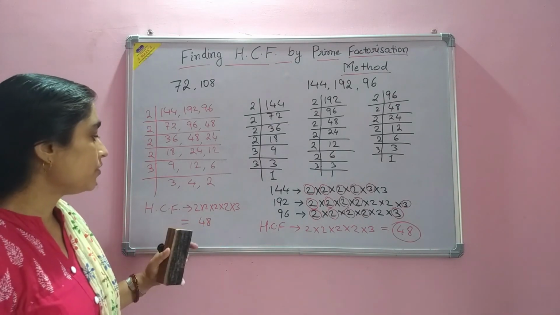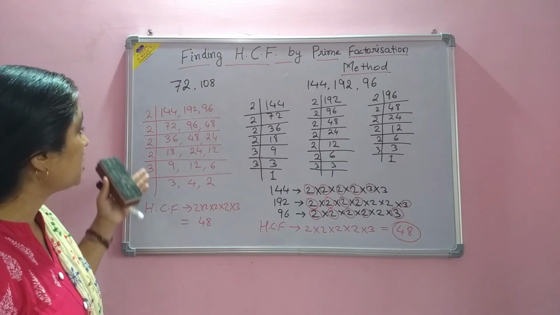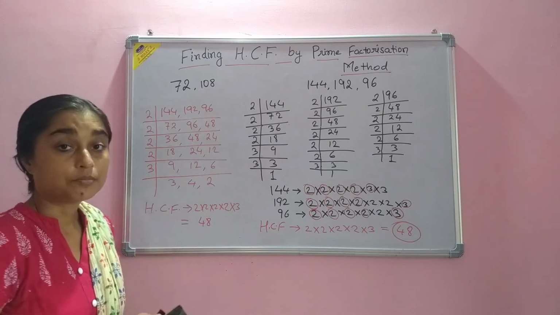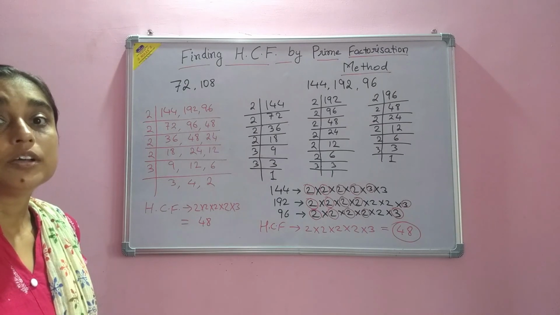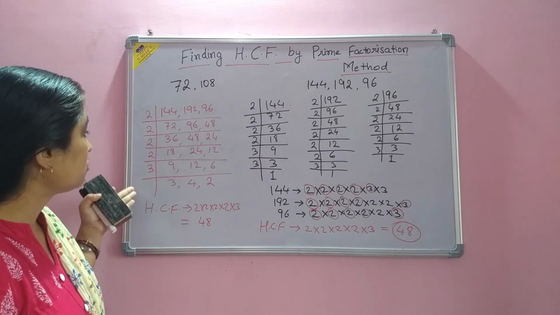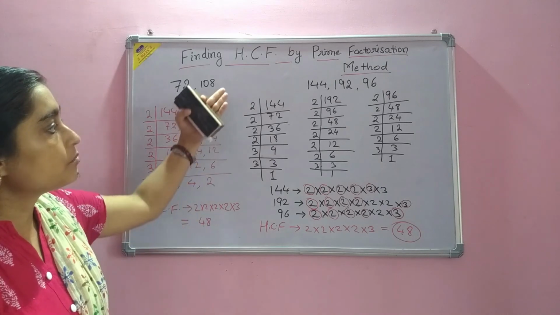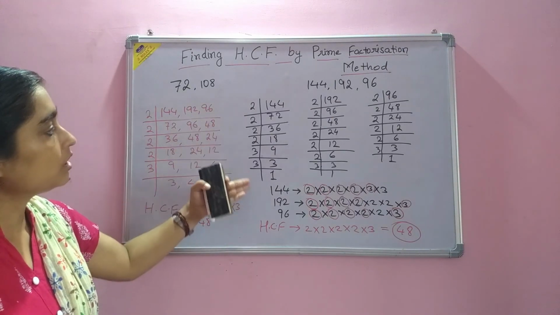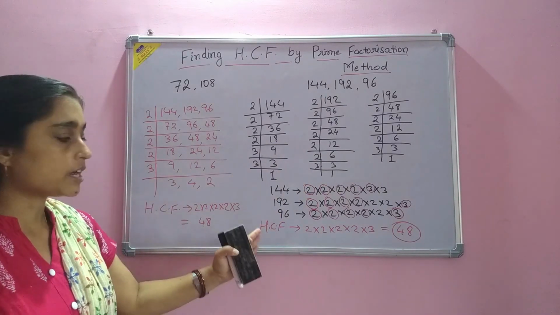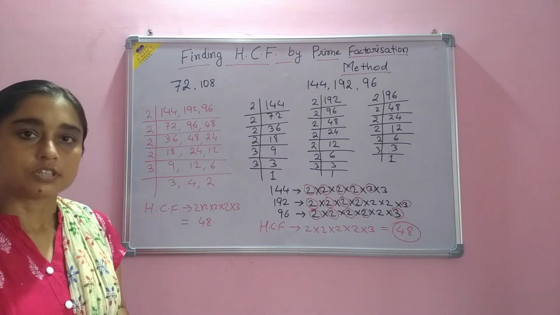Understood? In this way we can find the HCF by repeated division method and find the prime factorization. This is prime factorization using repeated division method, and we can find the HCF in this way also. And simple prime factorization method is this one. Do the prime factorization separately of the three numbers, list the factors, and at last find the common factors and then multiply them to find your HCF. Understood?